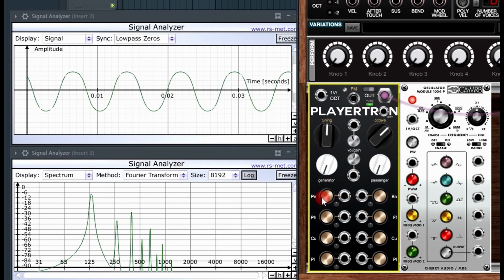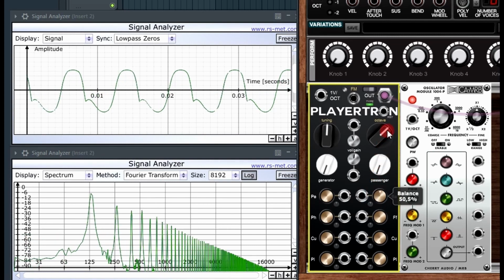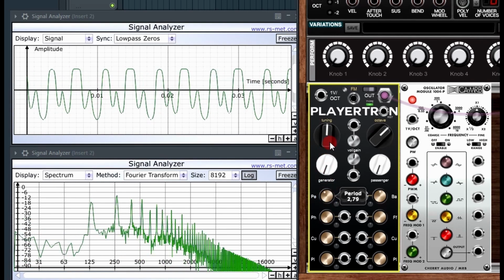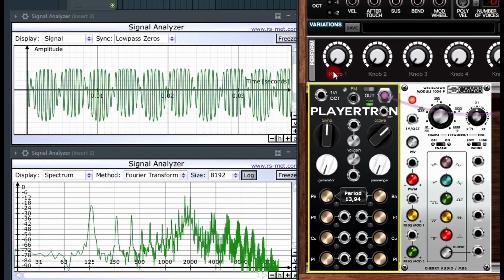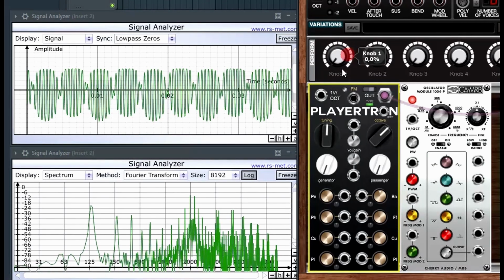When I increase the period parameter, but let me set at first the balance to 50%. So when I increase the period parameter now, I get something that looks like, let's say, frequency modulation combined with amplitude modulation, with the generator's wave as the carrier and the passenger signal as the modulator. The zero crossings here, please look for example at this one, exactly at 0.02. The zero crossings are the same as with the unmodulated wave, so here.